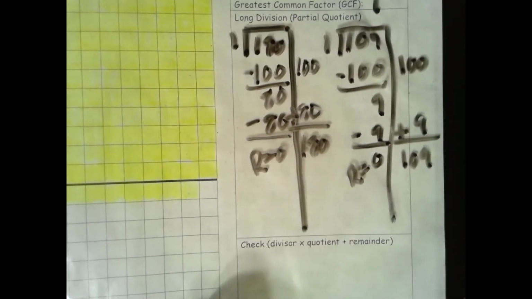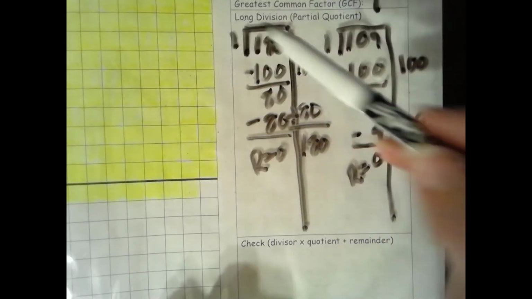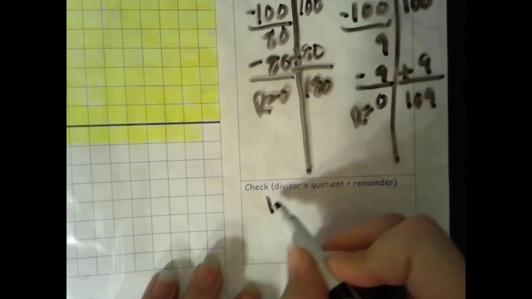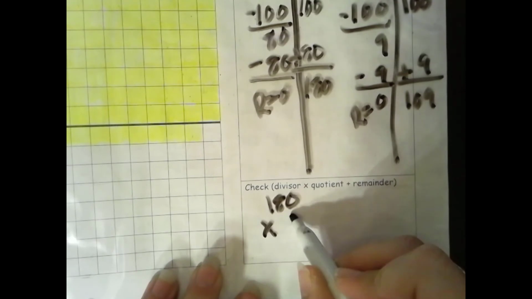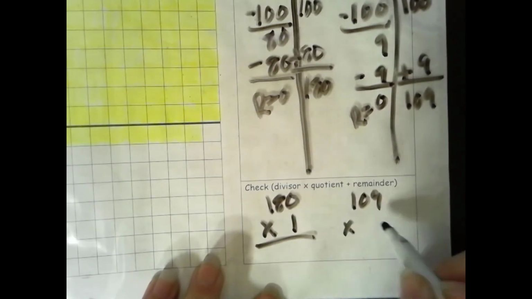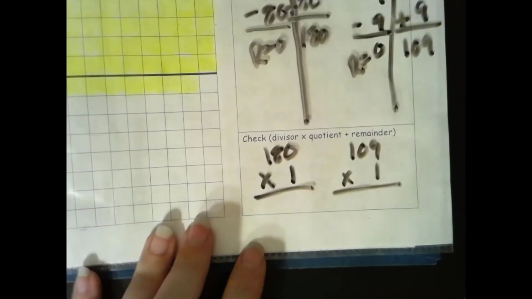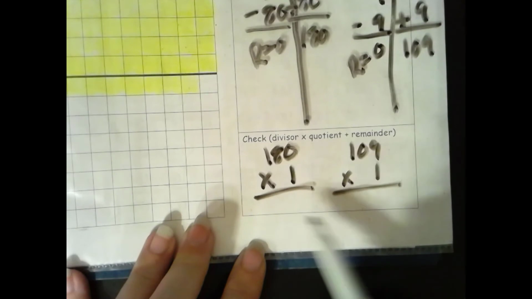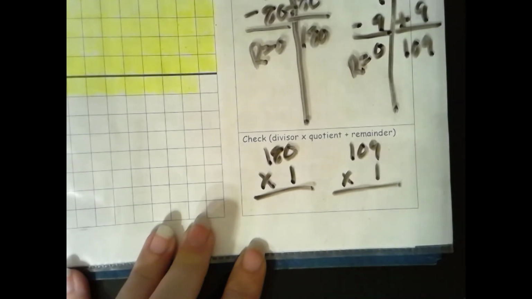We still need to check divisor times quotient plus remainder. Since our remainder is 0 for both, and the identity property of addition says when you add 0, it stays the same, we don't need to add 0. But what we end up with here when 1 is a factor is the identity property of multiplication that says when you multiply by 1, it stays the same.